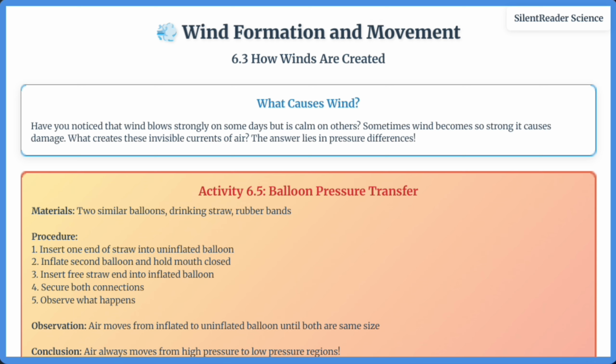During the day, land heats faster than water, creating low pressure over land. Air from the higher pressure sea moves inland, creating sea breeze. At night, the pattern reverses, creating land breeze. The speed of wind depends on the pressure difference. Greater difference means faster winds.